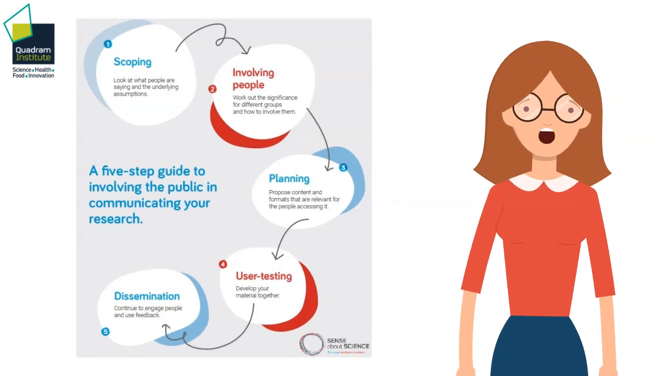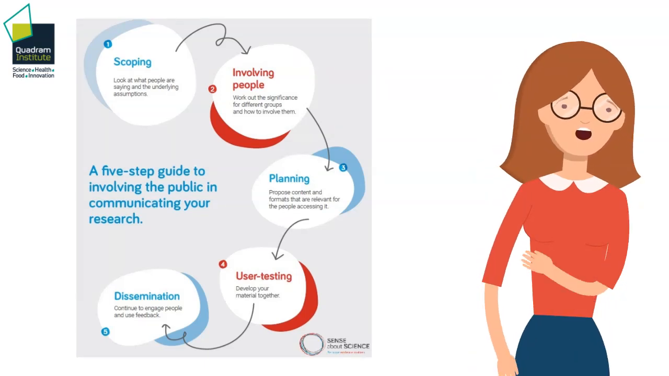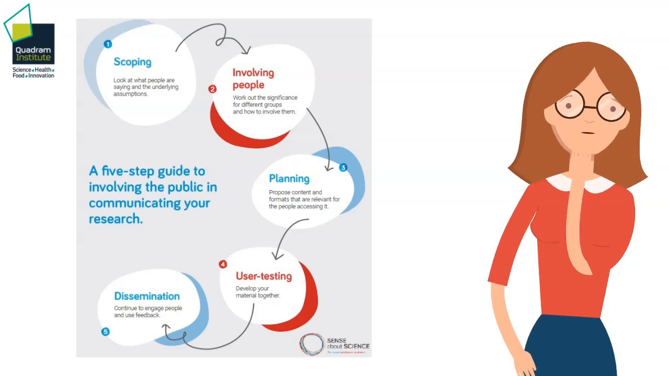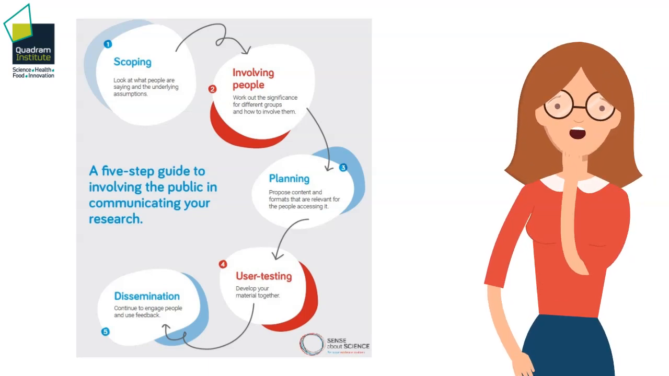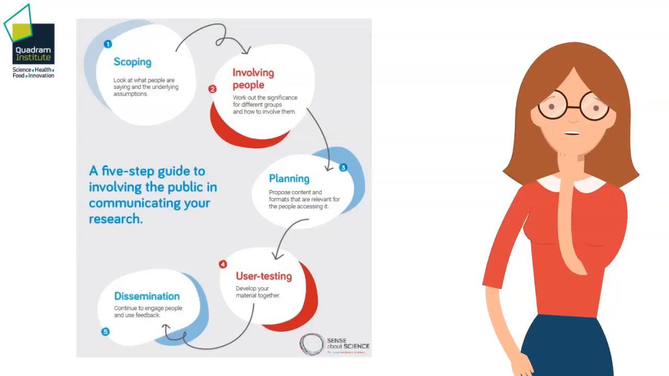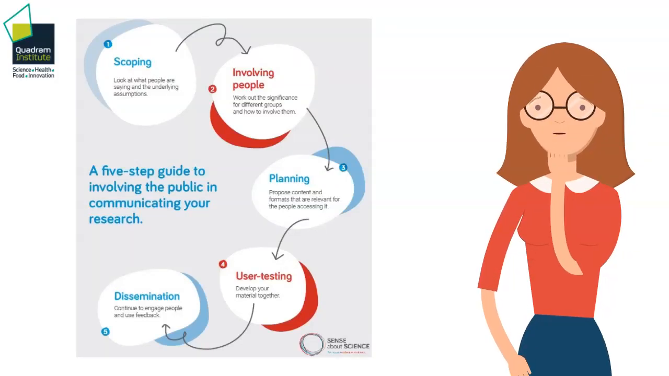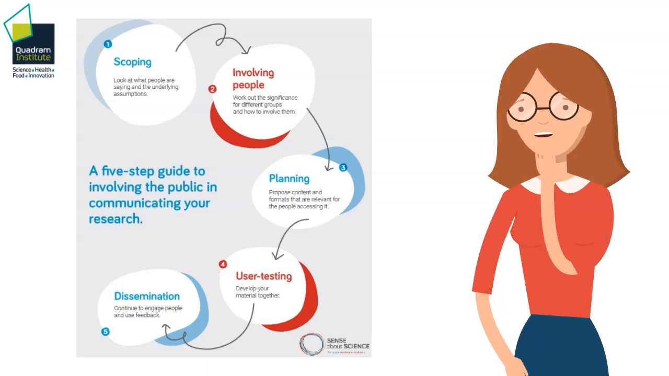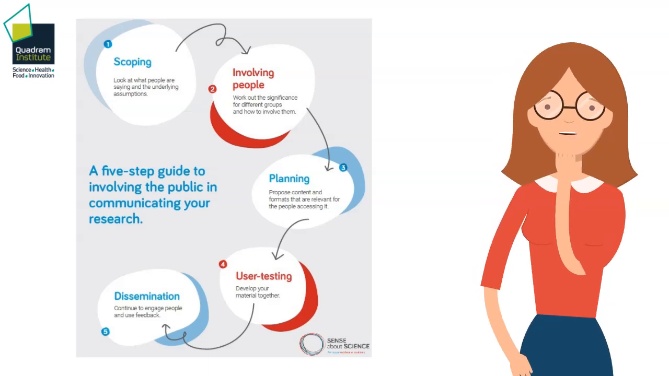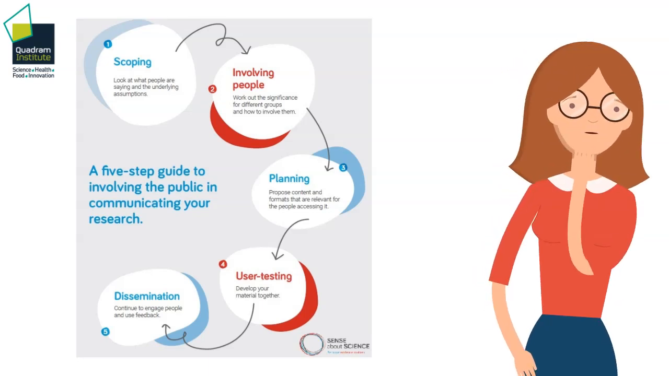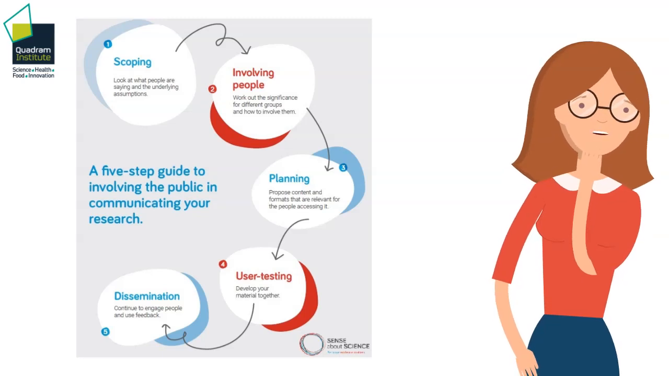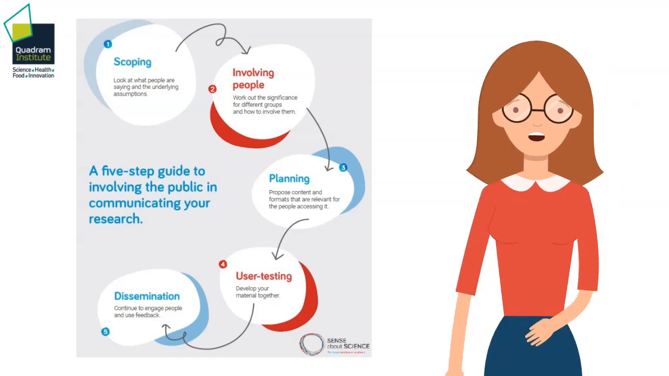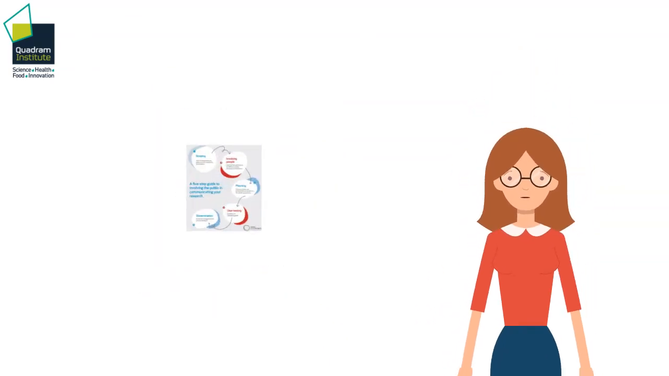The National Institute of Health Research created this lovely illustration for a 5-step guide to involving the public in communicating your research. Starts with scoping, looking at what people are saying and the underlying assumptions. Then involving people, working out the significance for different groups and how to involve them. Followed by planning, propose content and formats that are relevant for the people accessing it. Then user testing, where you develop your material together. Followed by dissemination, where you continue to engage people and use their feedback.